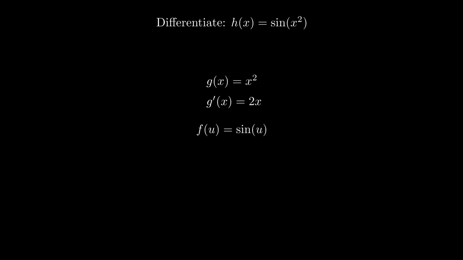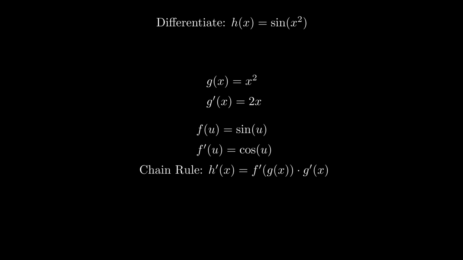Next, we move out to the other function, which in this case was the sine function. And what we're going to do is we're going to say f of u is equal to the sine of u. And we're going to do the derivative of this function, where the derivative of f of u is equal to cosine u. The chain rule says that the derivative of h of x is equal to the derivative of f with the input g of x times the derivative of g of x. So in this case then, we have the derivative of h of x is equal to the cosine of x squared times 2x.